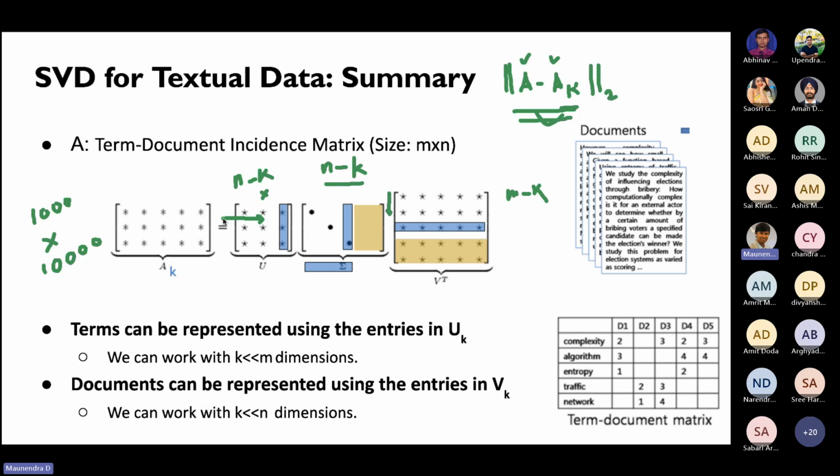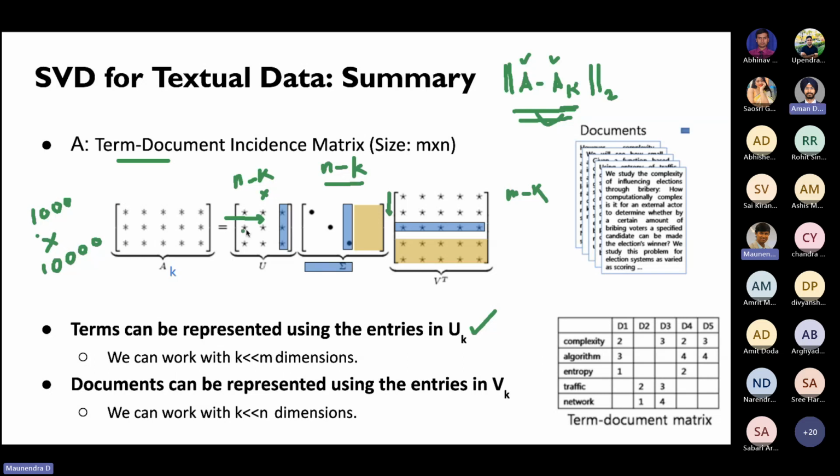Earlier we were talking about term dimensions which are m, or document dimensions which are n. But now the effective dimensions for terms will be k, and the effective dimensions of documents also will be k. So instead of operating with 1,000-dimensional vectors, we can operate with only 10-dimensional vectors. If needed, only 5-dimensional vectors. So terms can be represented using the entries in U_k, where A is the term-document matrix. If A is a document-term matrix, then documents will be represented using entries in U_k. Why? Because the number of rows here is the same as the number of rows here. Okay?